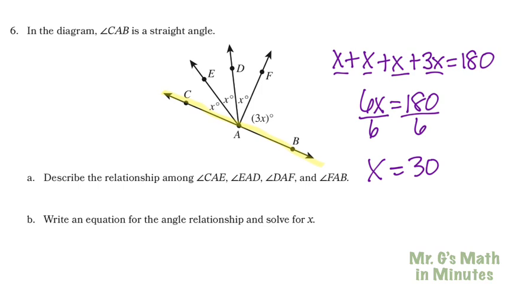So if we want to find all of these missing angles, any of them that are just x is going to be equal to 30. But then the last one is 3 times x. So that would be 3 times the 30, which would give us 90. And if we want to check all of those numbers, 90, 30, 30, and 30, add all that together, and you get 180.